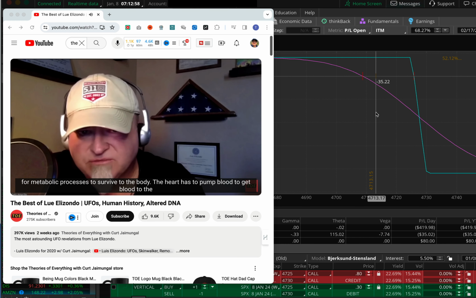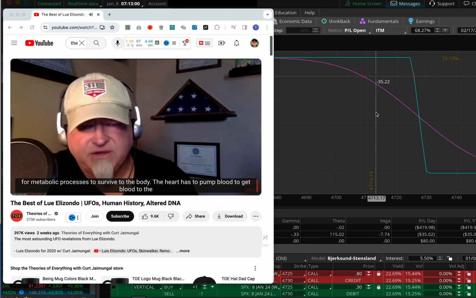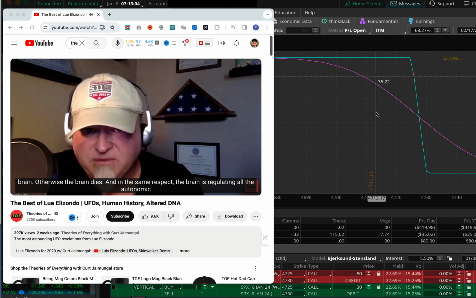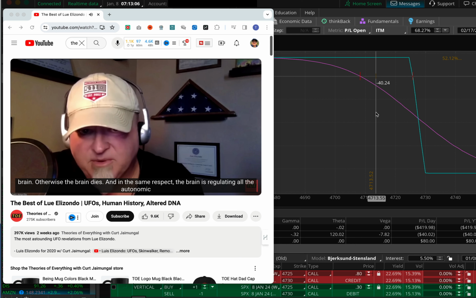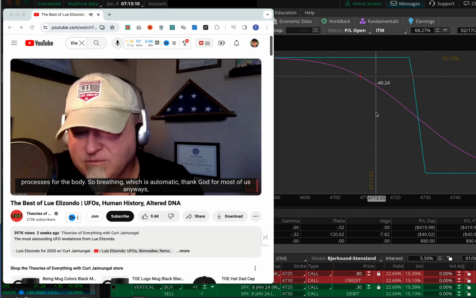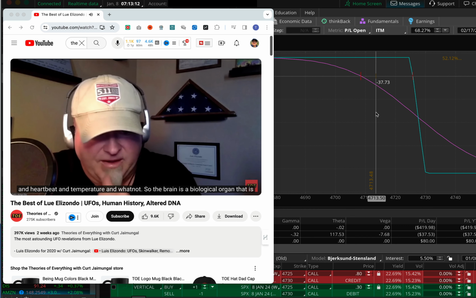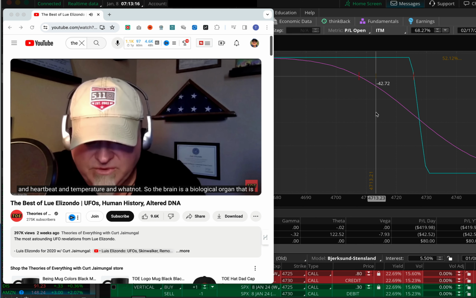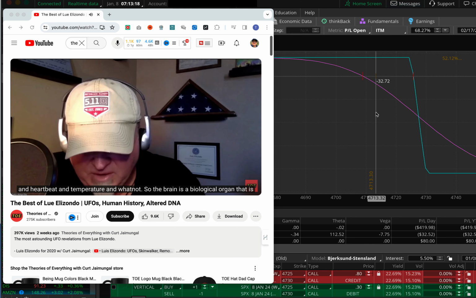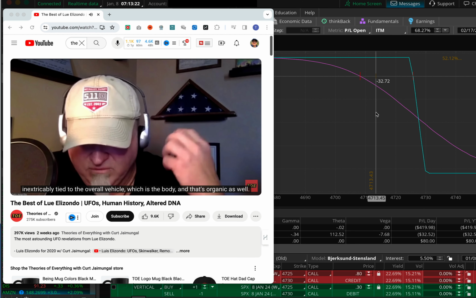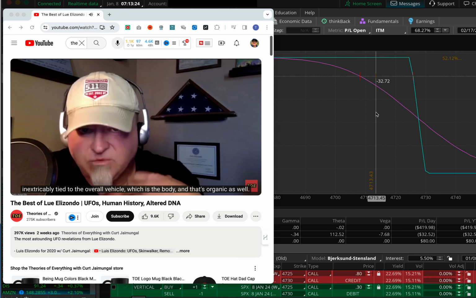We have a body, obviously, and we have a brain, and our brain is inextricably tied for metabolic processes to survive to the body. The heart has to pump blood to get blood to the brain, otherwise the brain dies. And in the same respect, the brain is regulating all the autonomic processes for the body. So, breathing, this is automatic, thank God for most of us anyways. And heartbeat and temperature and whatnot. So the brain is a biological organ that is inextricably tied to the overall vehicle, which is the body, and that's organic as well.